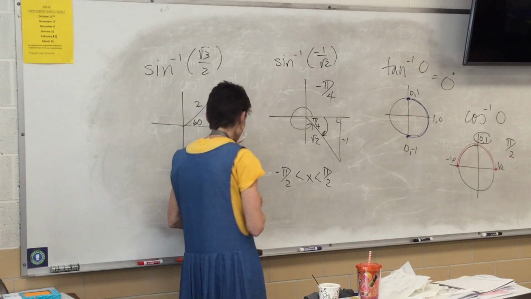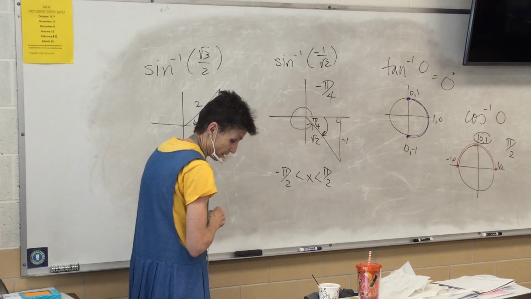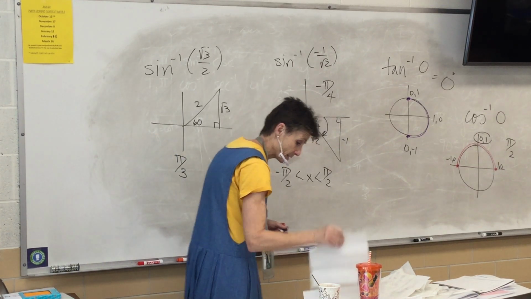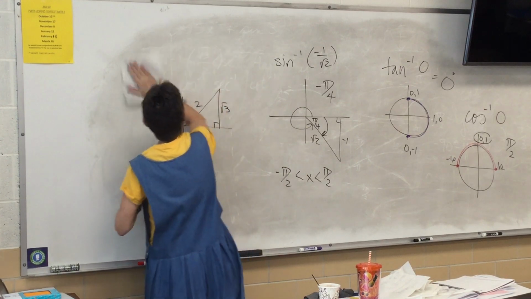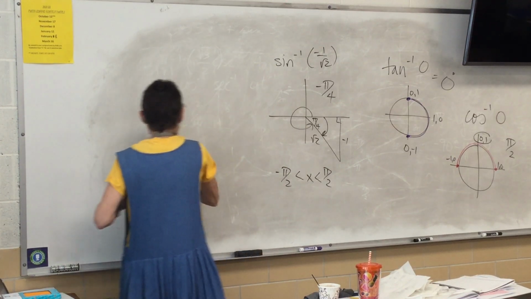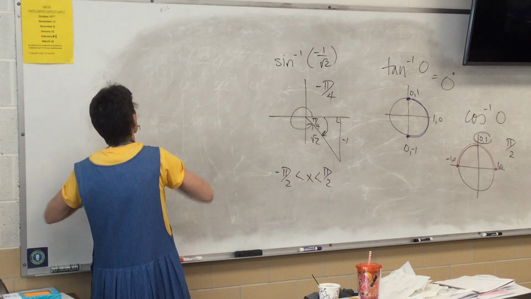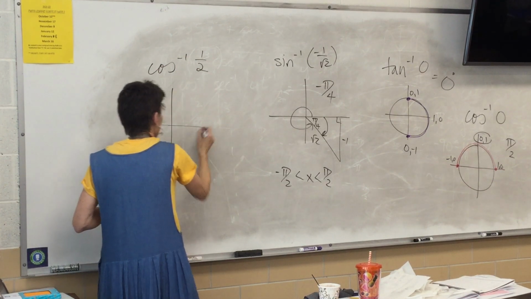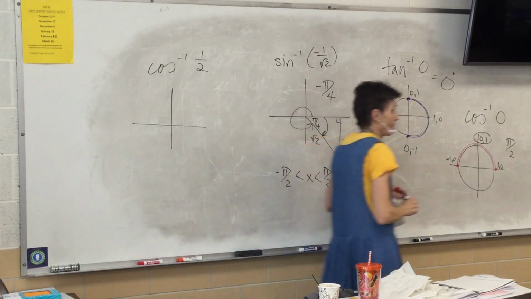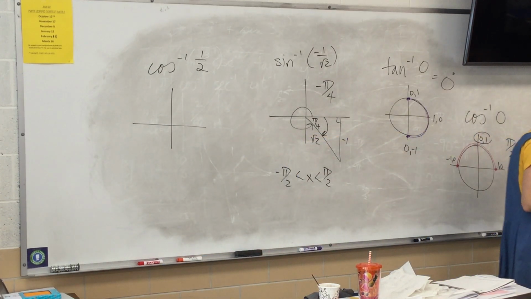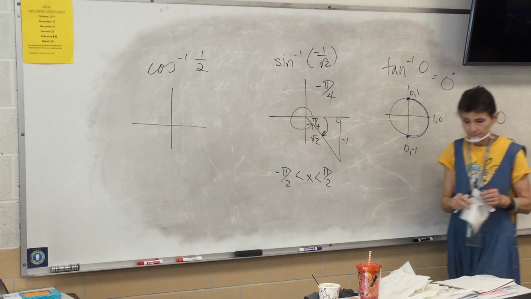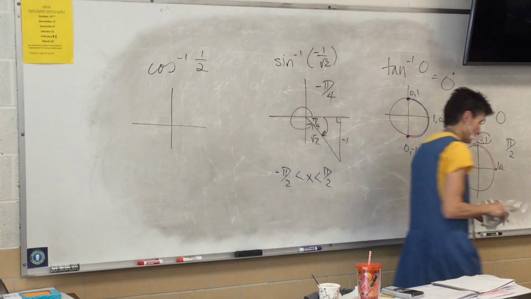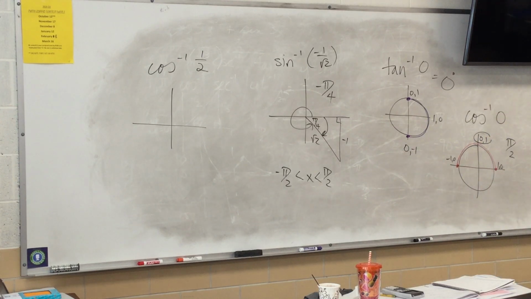Will you try this one by yourself? You better be able to do it. The angle whose cosine is 1/2. You can draw a triangle for this one. So much to think about.